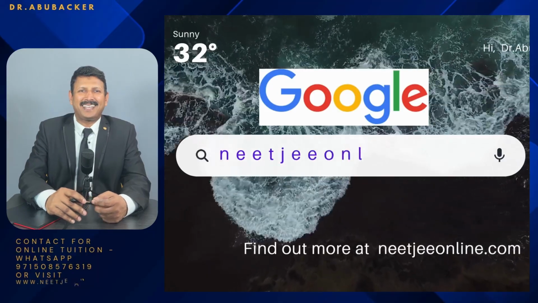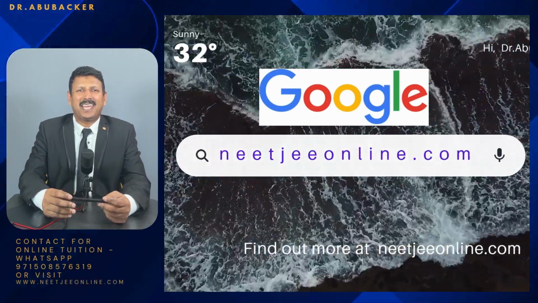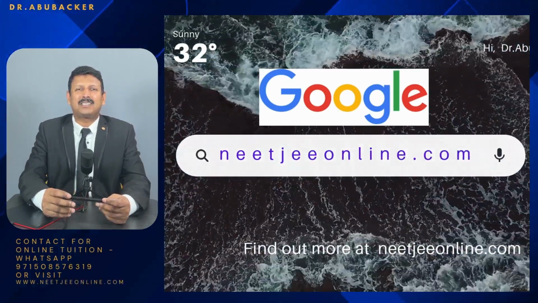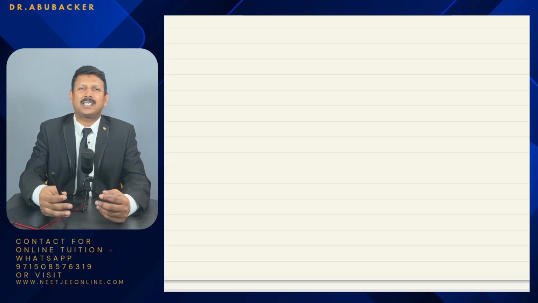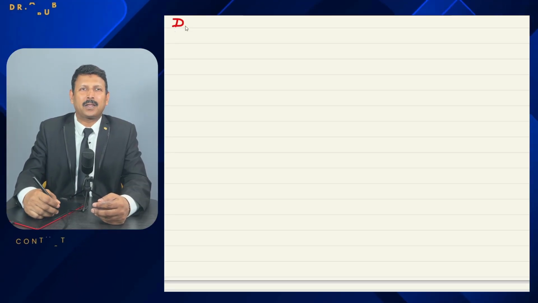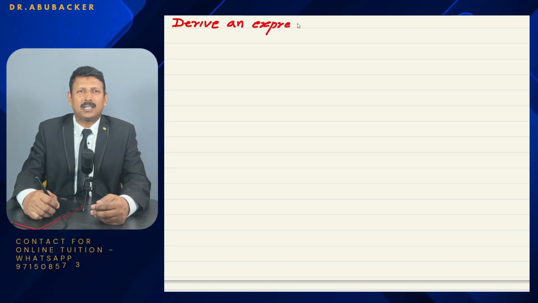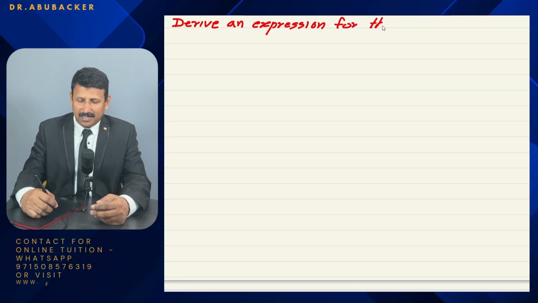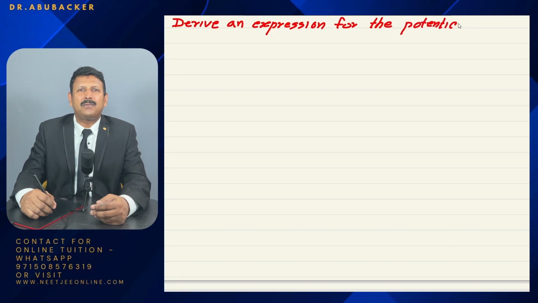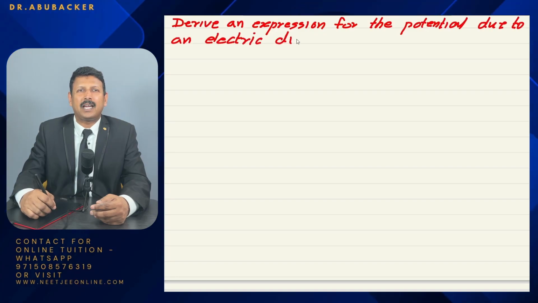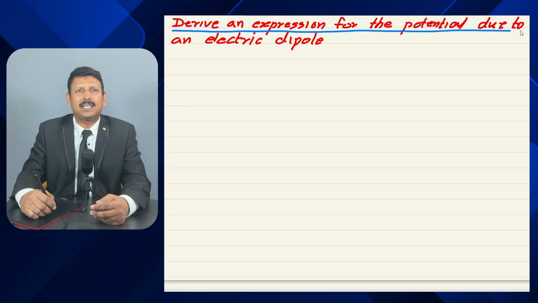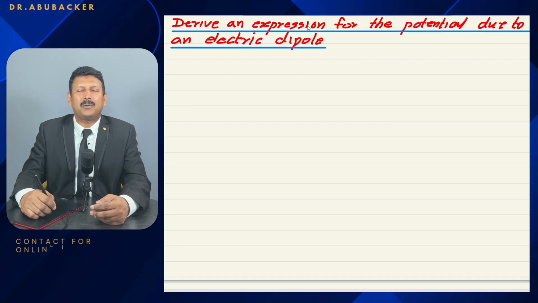Hi students, today we are going to see a good derivation, many times asked in the board paper, okay? Many students face problems with this derivation also. I will make it as simple as possible, okay? The derivation is: derive the expression for the potential due to an electric dipole.